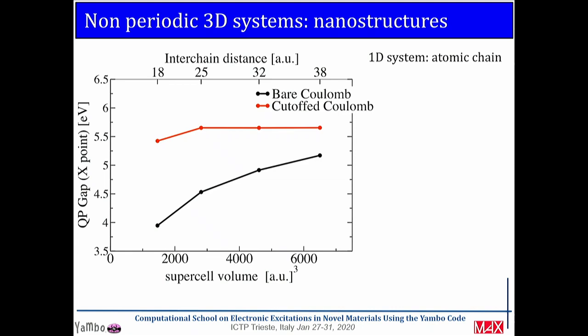As you can see, the gap at this point shows a very, very slow convergence with respect to the vacuum. The modified Coulomb potential allows you to converge much faster. I think you will see some application of this tomorrow in the calculation of absorption spectra.